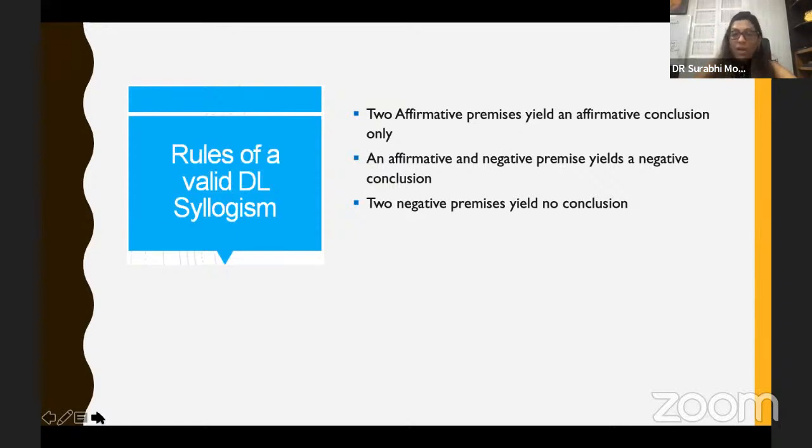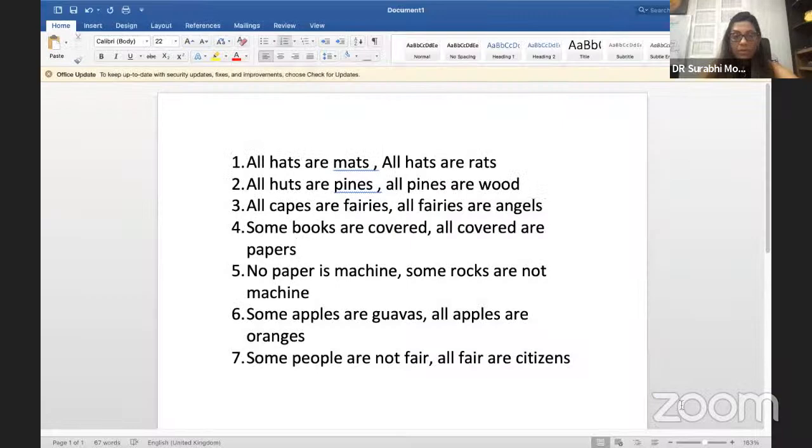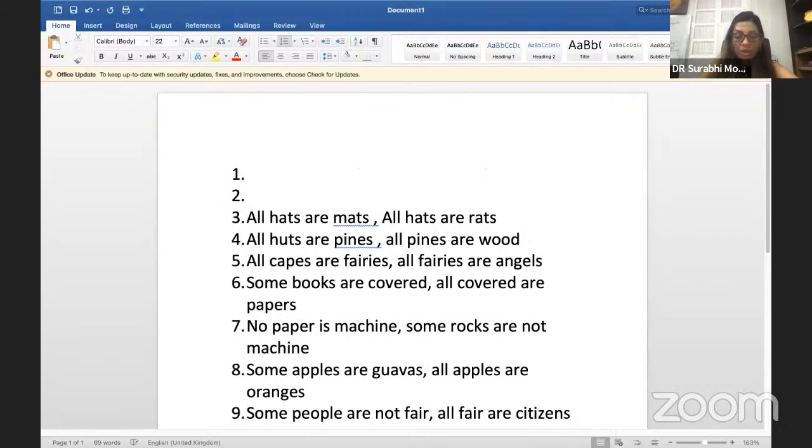Right? Now we are going to move to the concept of distribution of the middle term. That is the first rule that you have written. So let's go back to that sheet where we found out our middle terms, and just try and understand what is the distribution of the middle term. So let me write out the first rule. What is the meaning of the distribution of the middle term?